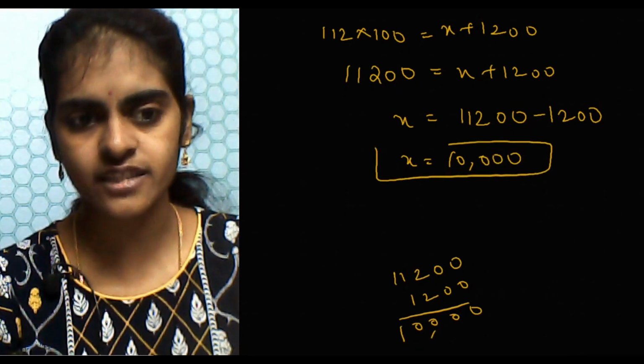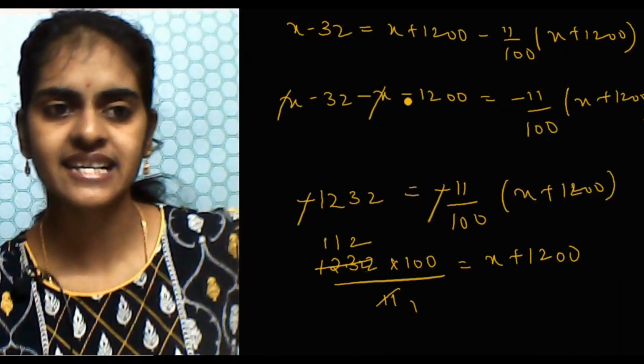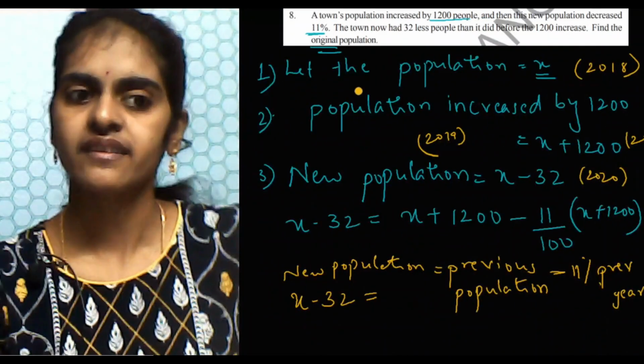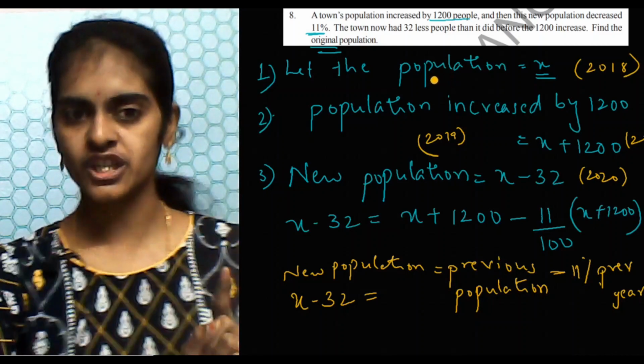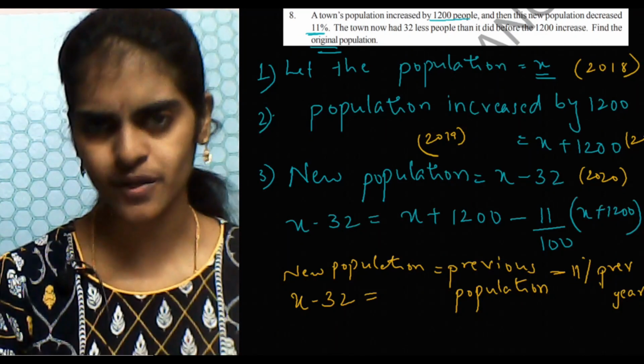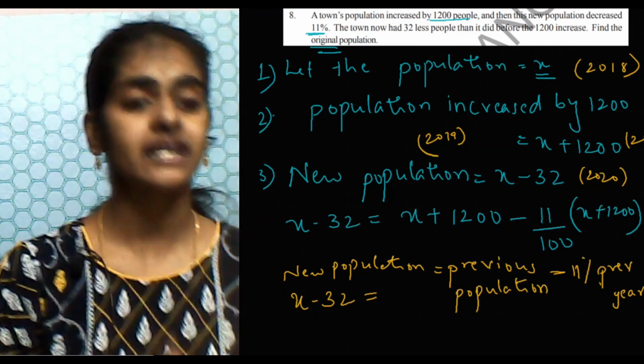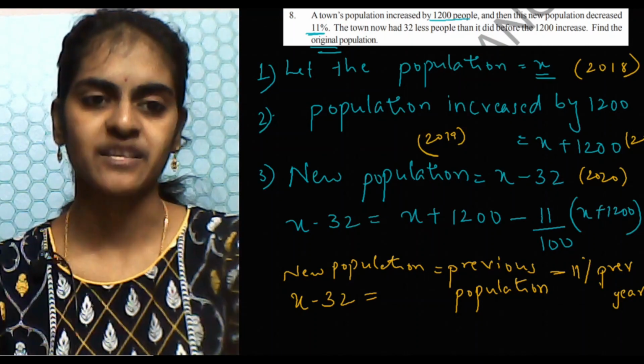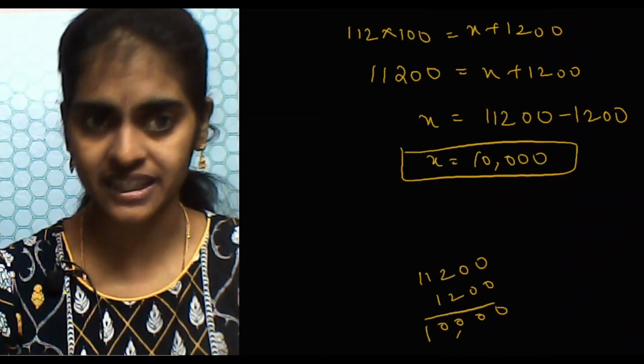Now what is x? What did we take x? x is nothing but the present population, the original population. Got it? So this is how you have to think and solve this problem. It looks a little complicated, but trust me, it is easy. And I hope all these problems are clear for you.